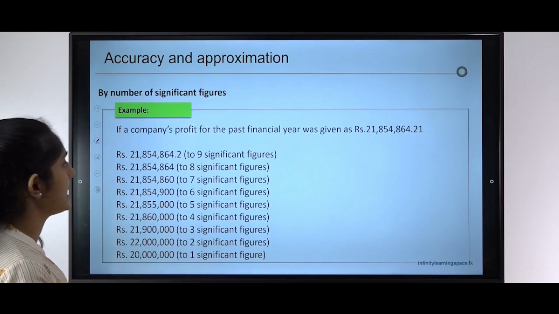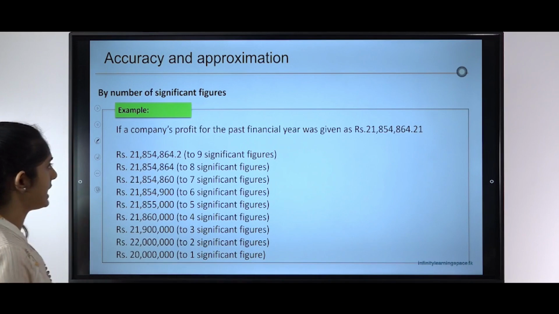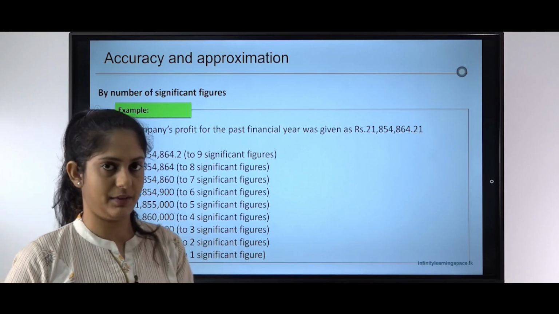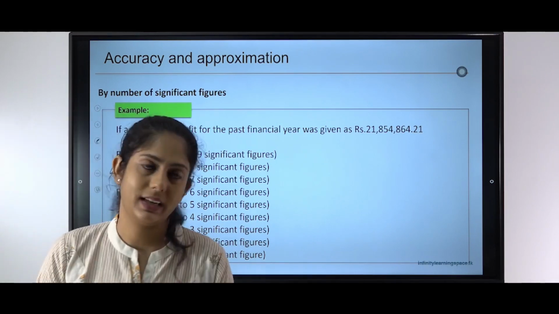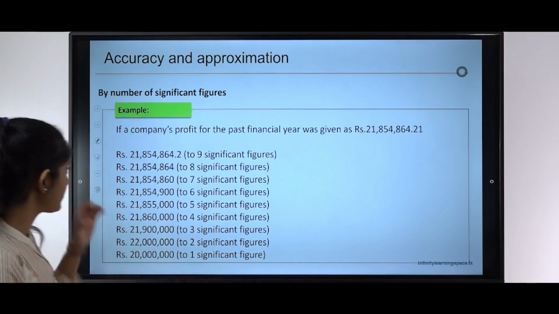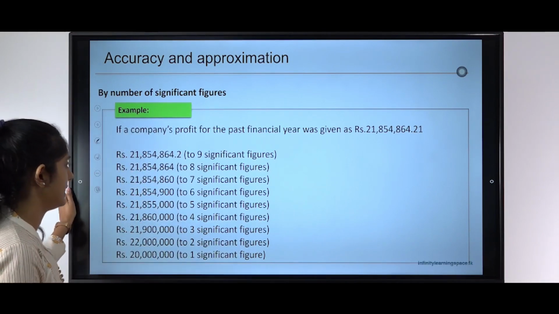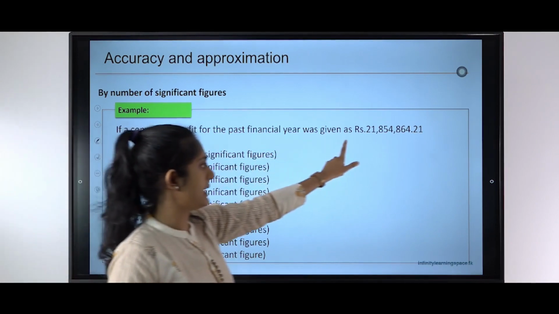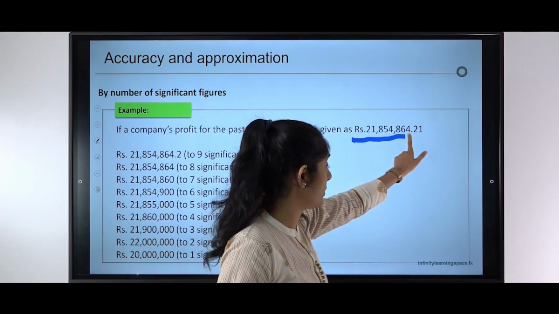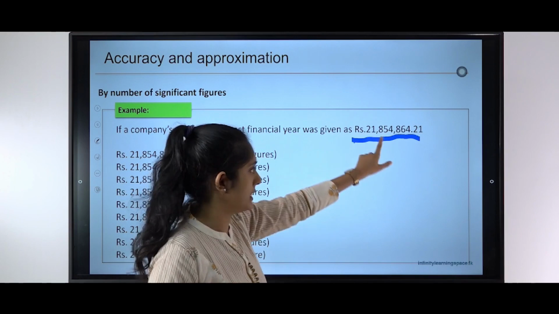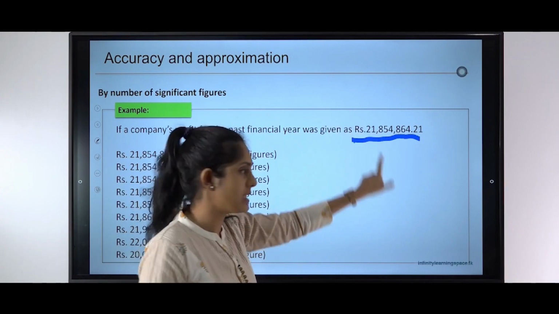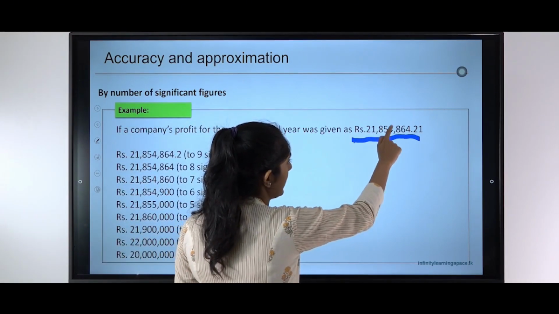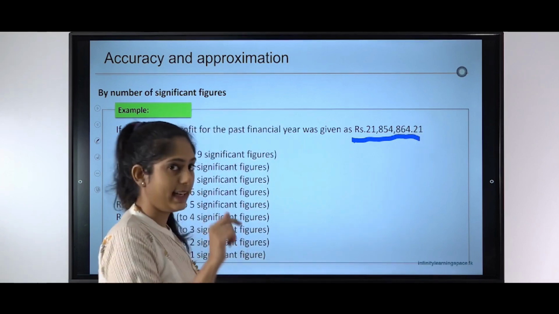Now, by number of significant figures. They might say round it off to 1 significant figure, 2 significant figures, 10 significant figures, likewise. So significant figures are like this. Take 9 significant figures, for example: 21,854,864 rupees 21 cents. How many numbers are here? 1, 2, 3, 4, 5, 6, 7, 8, 9, 10. 10 digits, we say.